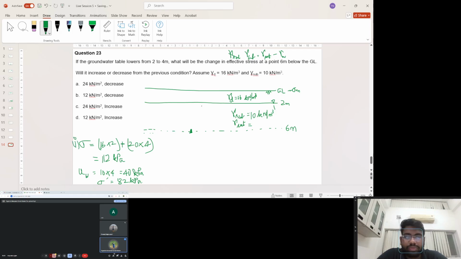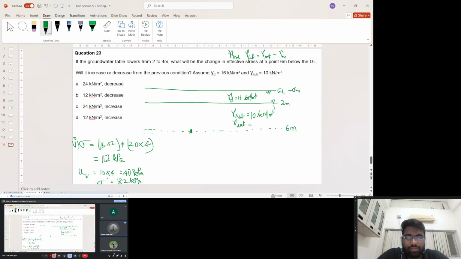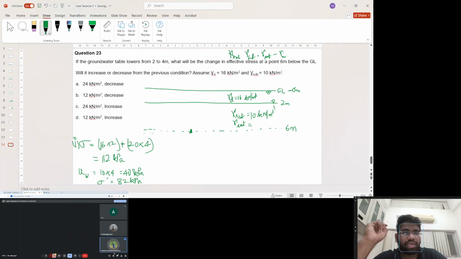Sir, excuse me, how did this 20 come? Which 20? This 20 into 4 that you did. Okay, okay. What happens is that we are given gamma submerged, right? But to calculate the total stress we need the saturated unit weight, gamma saturated. As I mentioned, gamma submerged is gamma saturated minus gamma W. I told you to take gamma W as 10. Now if you need gamma sat, you need to add gamma submerged plus gamma W. So 10 plus 10, it will be 20.